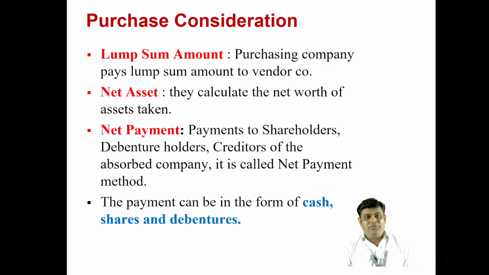The third method is the net payment method. What is it? It is the payments given by the purchasing company, say for example, payment to shareholders, payment to debenture holders, payment to creditors of the absorbed company. It is called the net payment method. Then, as we have already discussed, the consideration may be a combination of cash, debentures or shares.